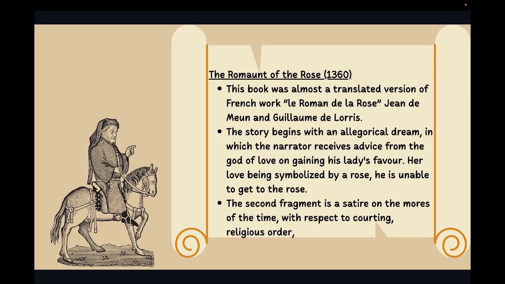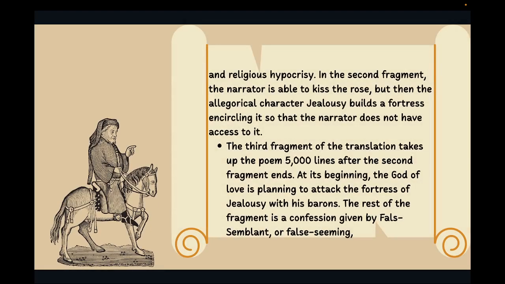The story begins with an allegorical dream in which the narrator receives advice from the god of love on gaining his lady's favor. Her love being symbolized by a rose, he is unable to get to the rose. Now, the second fragment is a satire on the mores of the time with respect to courting, religious order, and religious hypocrisy. In the second fragment, the narrator is able to kiss the rose, but then the allegorical character Jealousy builds a fortress, encircling it so that the narrator does not have access to it.